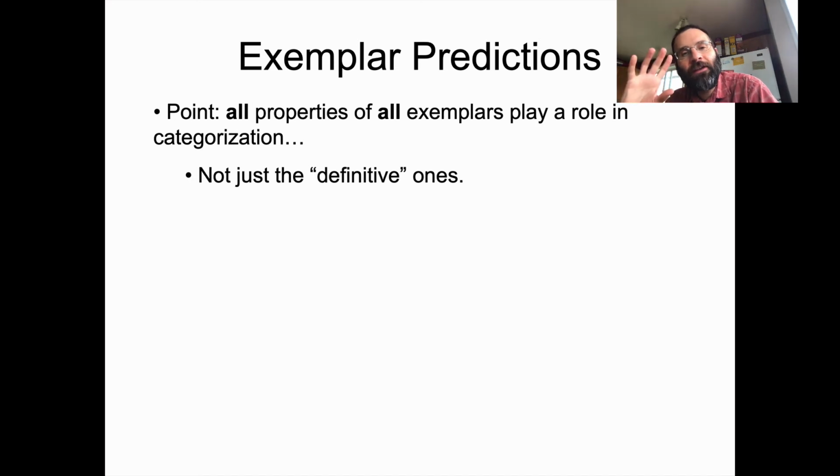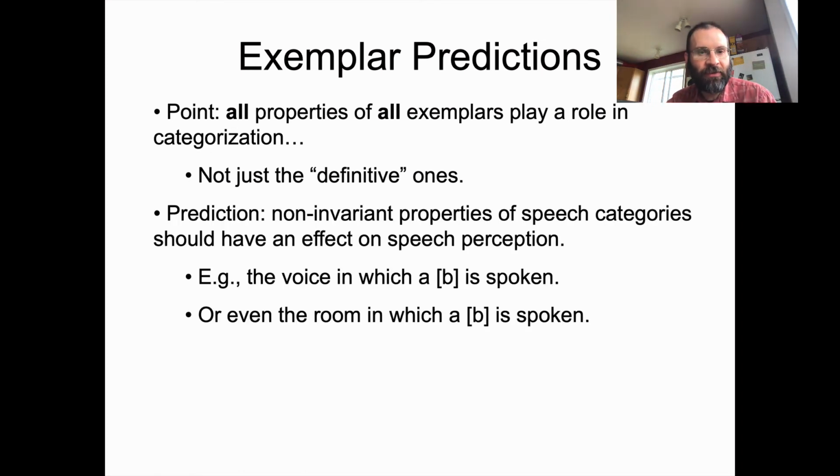So this is democratic as well with respect to the fact that all properties of all exemplars are supposed to play a role in categorization. It's not only democratic with respect to which exemplars get involved in a category, but also which properties get involved in a category. You don't have to make assumptions that, say, F2 matters, but F0 doesn't. So there are no definitive properties of the speech tokens. They all get involved because it's the whole token that's responding to the probe that's coming into the system. So the prediction here is that the non-invariant properties of speech categories should have an effect on speech perception.